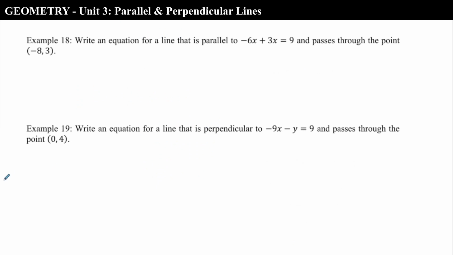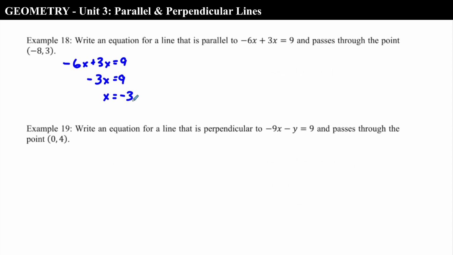All right, example 18. Let's write an equation for a line that is parallel to the one given. Well, there are no y's here. So let's take a look at what that means. If we combine our x's, we get negative 3x equals 9. And if we solve for x and divide each side by negative 3, we'd get x equals negative 3.